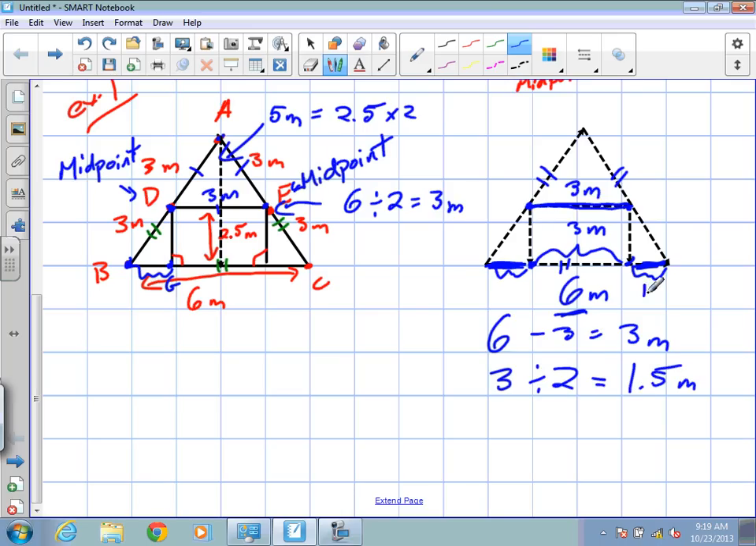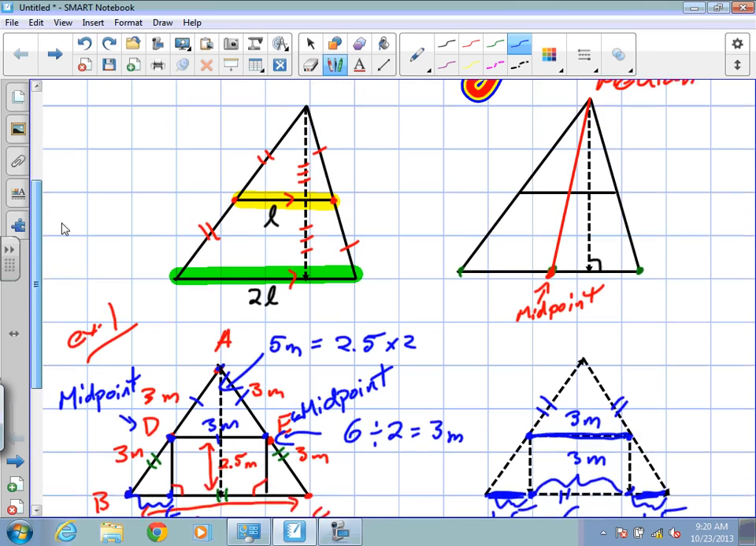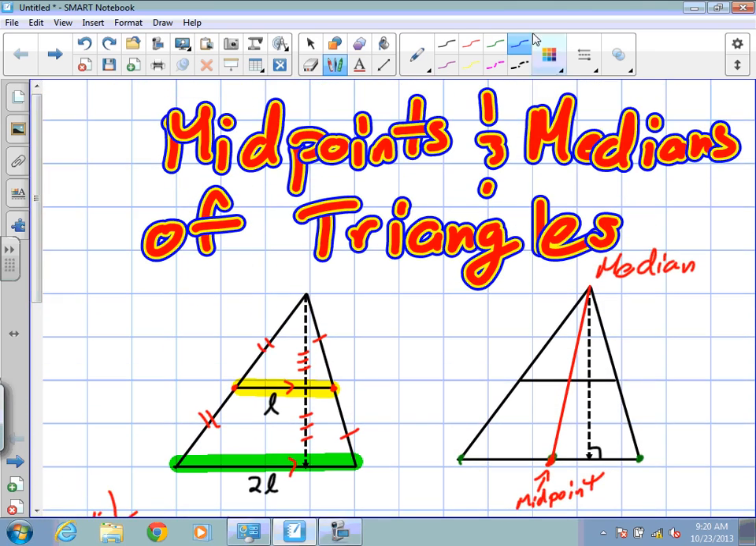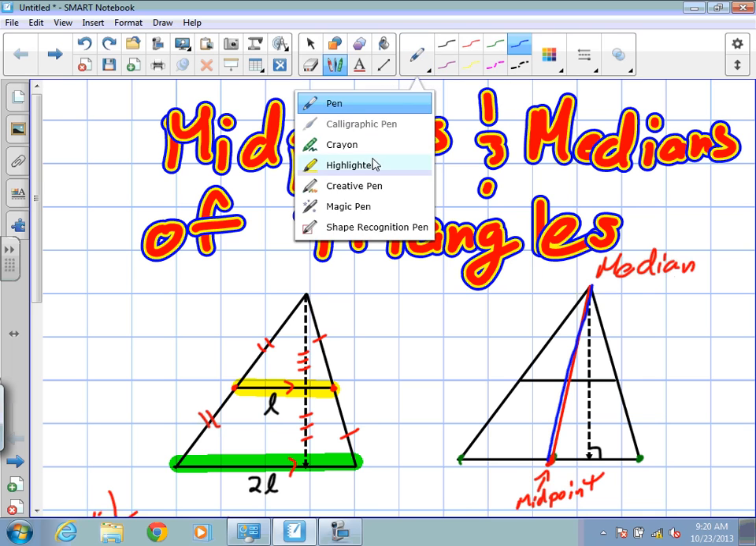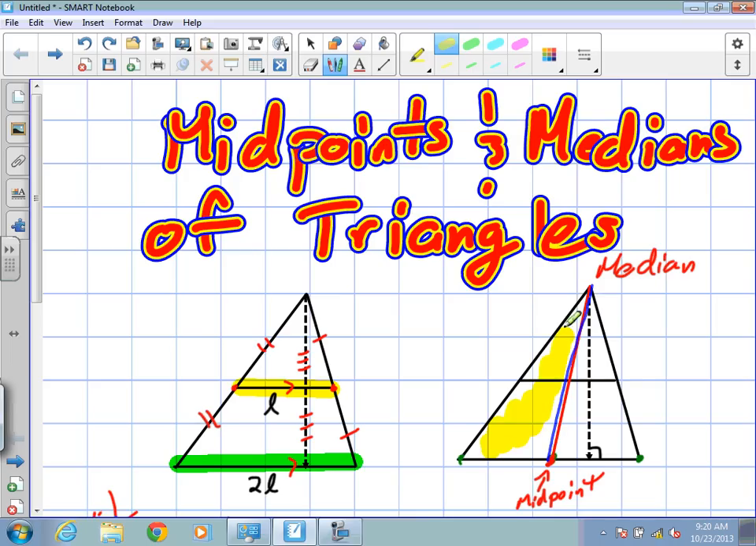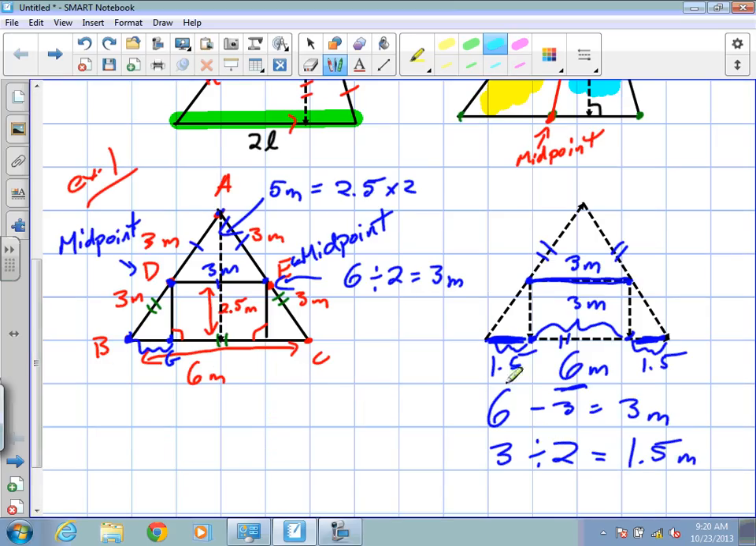Now, there's one other rule I didn't talk about up here, and I would like to talk about it now. The area of a triangle in reference to a median. If I have the entire area of this triangle, it's actually split in half by a median. That's very important. What that means is this area here is equal to this area here on this side. It's split in half by the median. So I'm going to tell you a number here. The area of this triangle happens to be 15 meters squared.